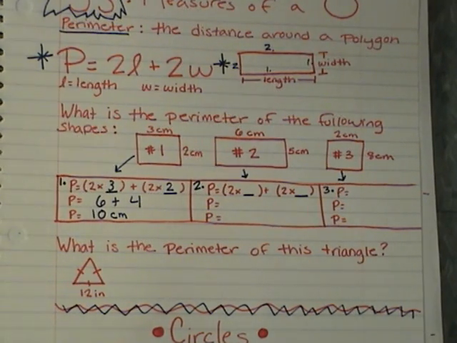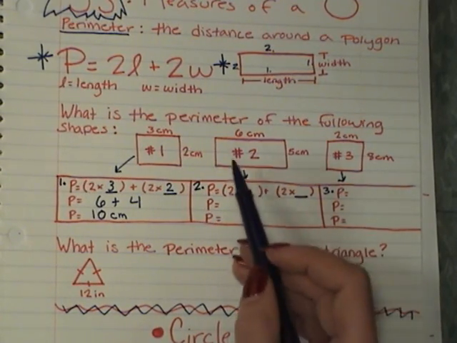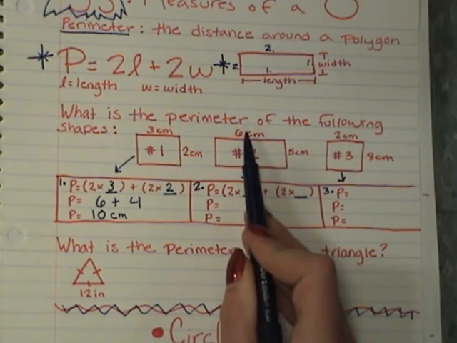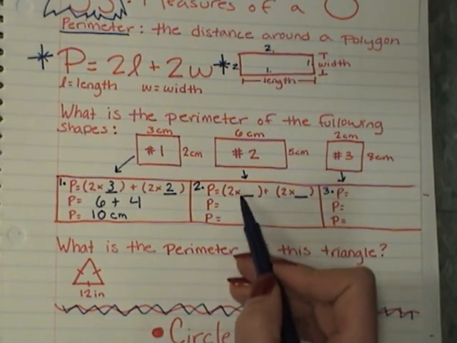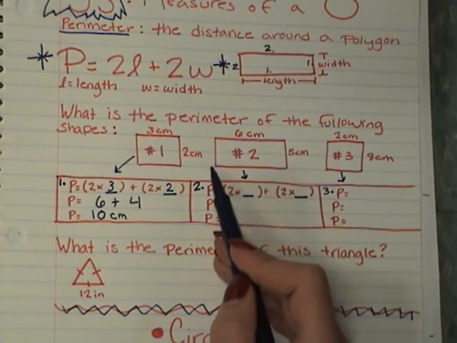All right, and let's do number 2. Again, I need to find my length first, so I'm going to look, okay, my length, I don't have anything down here, but I do have my answer up here, 6 centimeters. Now don't just write 6, because remember, you write 6 down here, but with your 6 centimeters, you have 2 of them.